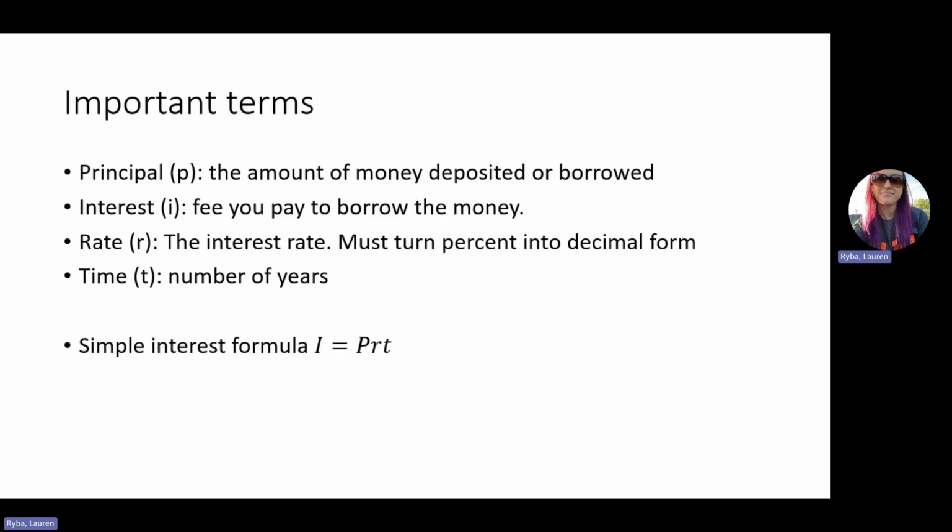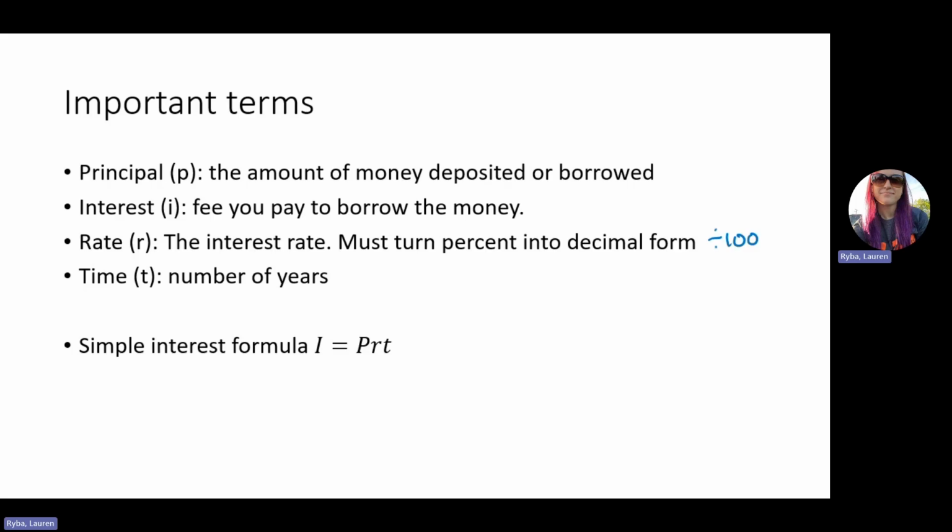The rate, R, is going to be the actual interest rate in percentage form. So you always get it in a percent. You must turn that percent into decimal form by dividing by 100. So anytime you put the rate into a formula, if it's 5.2%, you're going to take 5.2 divided by 100. That is 0.052.